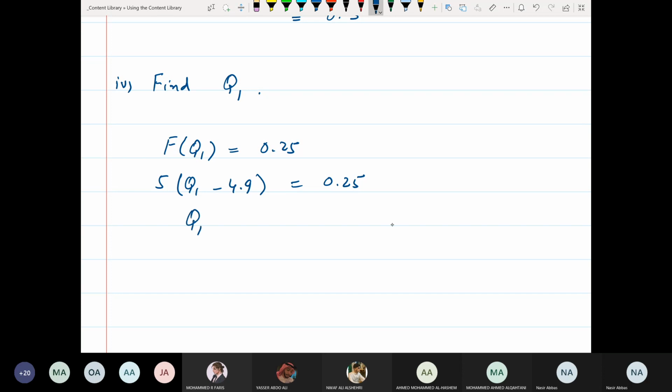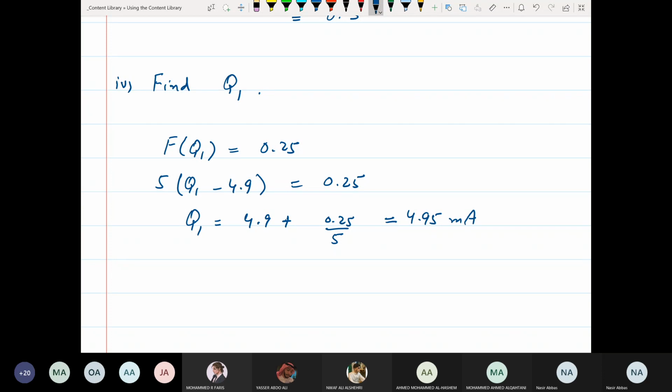So your Q1 will be 4.9 plus 0.25 divided by 5. Yes, 4.95. 4.95 milliampere. That's the first quartile.